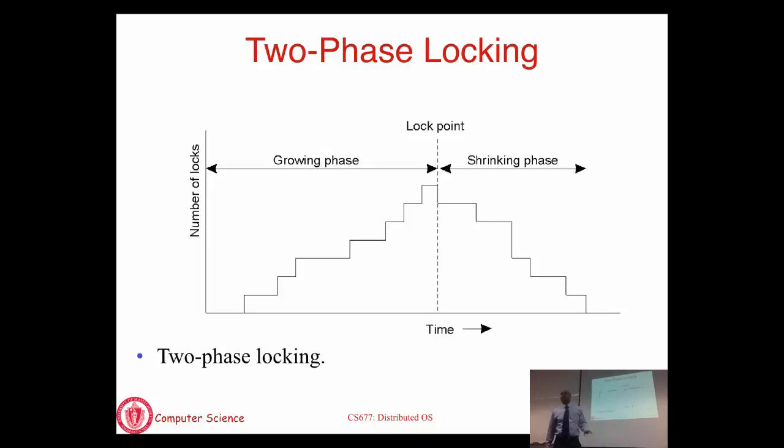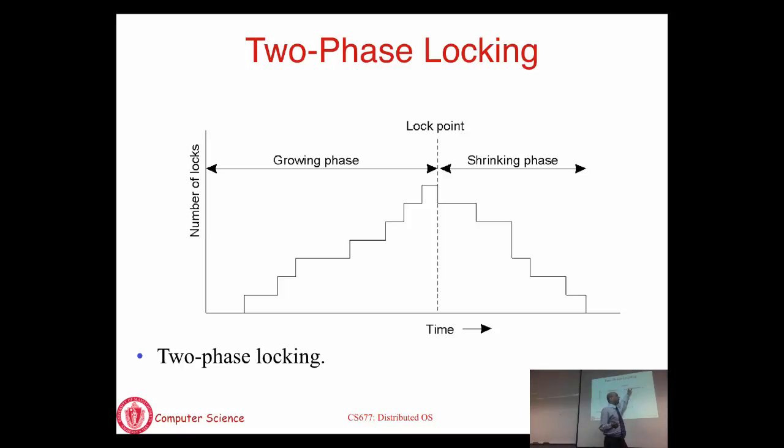Essentially every transaction is going to have what is called a growing phase, where it keeps acquiring new locks, and a shrinking phase where it starts releasing locks. Here's a picture shown as a graph with time on the x-axis and the number of locks held by the transaction on the y-axis. In the growing phase, as you touch new data in your database, every time you touch a record, you first grab a lock on that record. So in the growing phase, you keep acquiring locks.